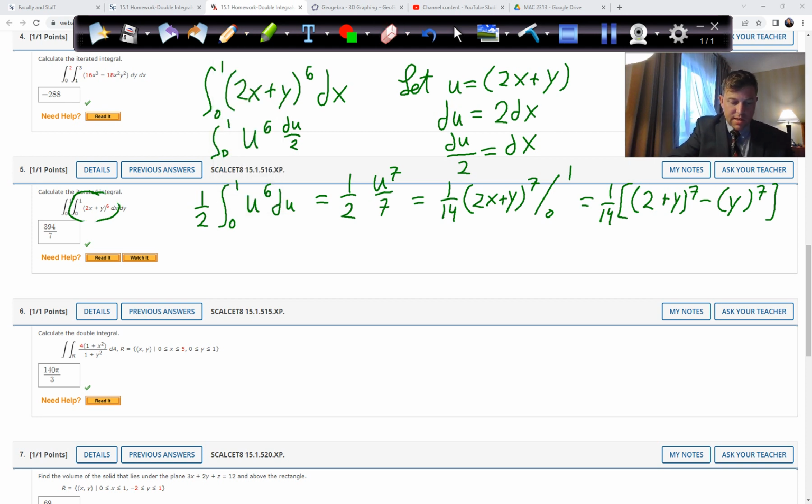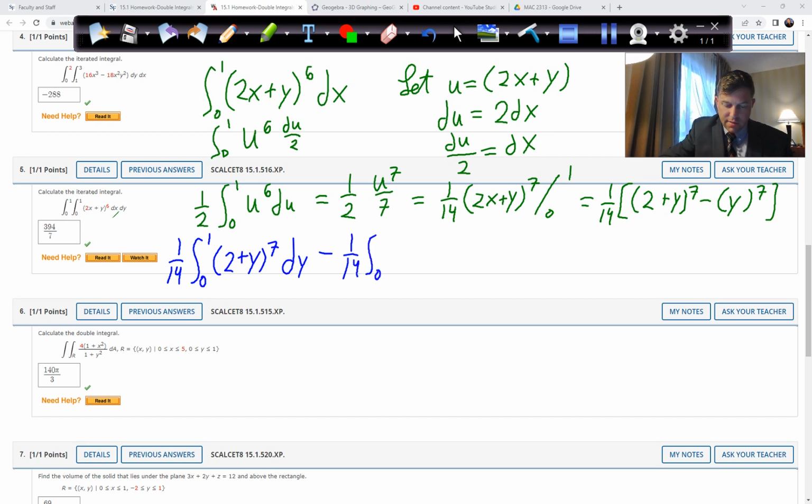So the outer antiderivative says evaluate the y term also from 0 to 1. So we have 0 to 1 of, let's pull the 1 over 14 outside of the antiderivative, and we're going to have 2 plus y to the 7th dy. I'm going to make this into two antiderivatives, you'll see why. Minus 1 over 14 antiderivative 0 to 1 of y to the 7th dy.